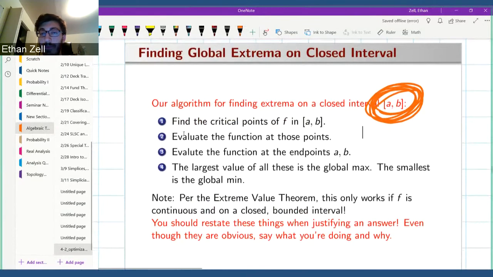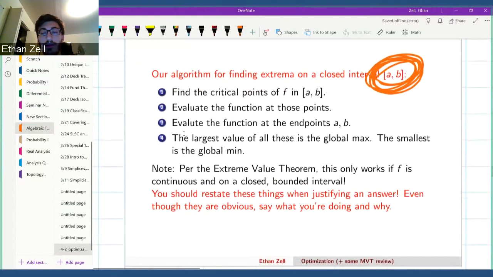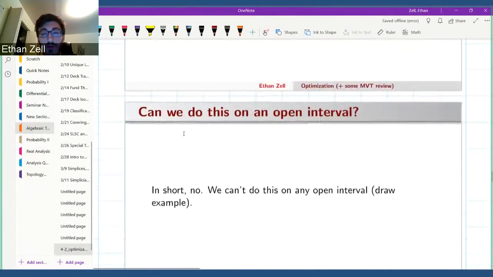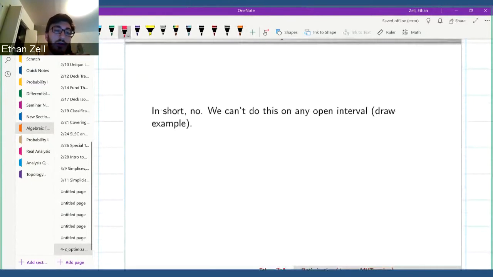But then the question is, does this work on an open interval? And the reason I'm stressing this so much is because it doesn't. It does not work the same way on an open interval. So there's a different approach we have to take. But first, to show you why it wouldn't work the same way, I'm going to draw an example. So here's an open interval.